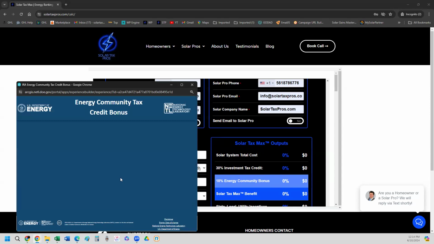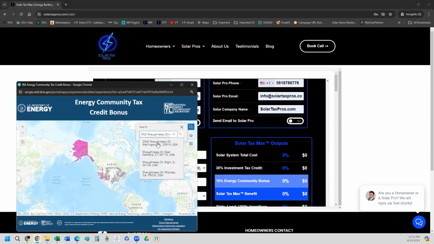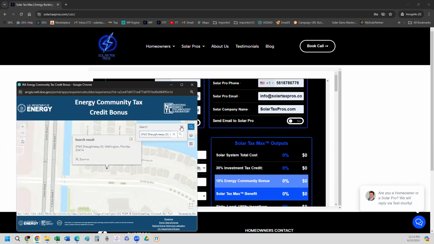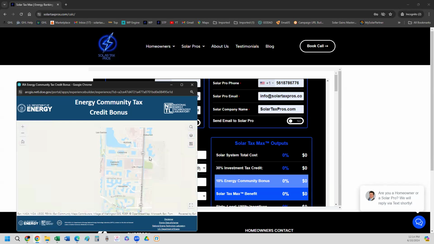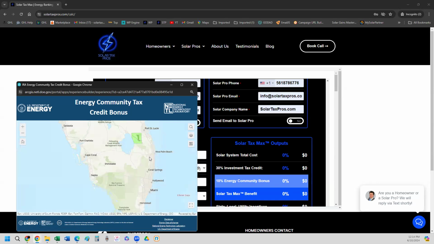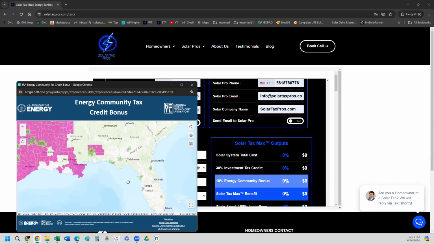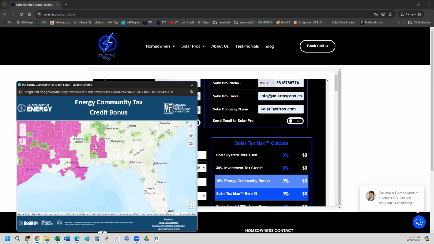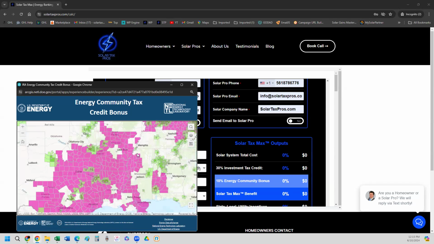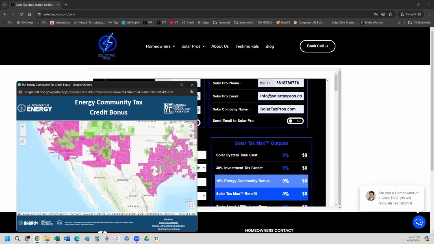And you hit OK. And then you hit the search button here. You type in the address and you hit find the address. And then basically, any area that is shaded in purple or green is an energy community area, and that would qualify for the 10%.